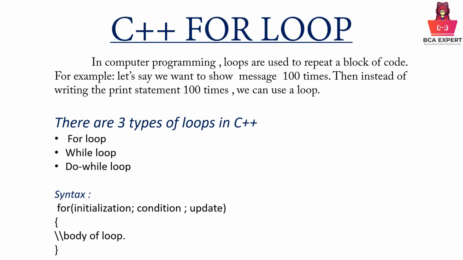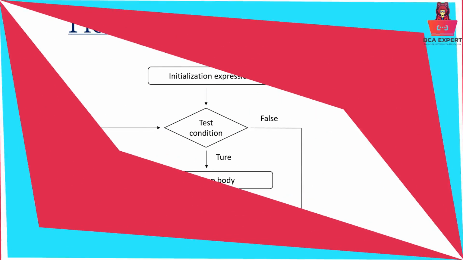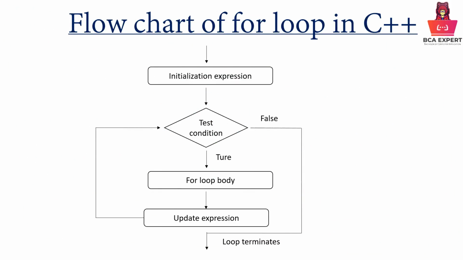Next we will learn about the flowchart of the for loop in C++. First is the initialization expression. Next you can see the test condition. If it is true, then the for loop body is executed. If it is false, the loop is terminated. After the for loop body is executed, the update expression runs.